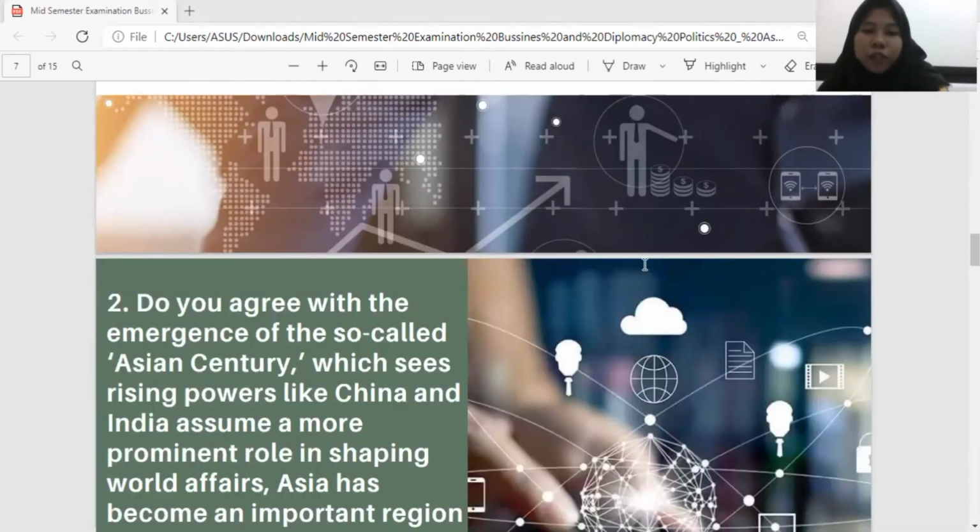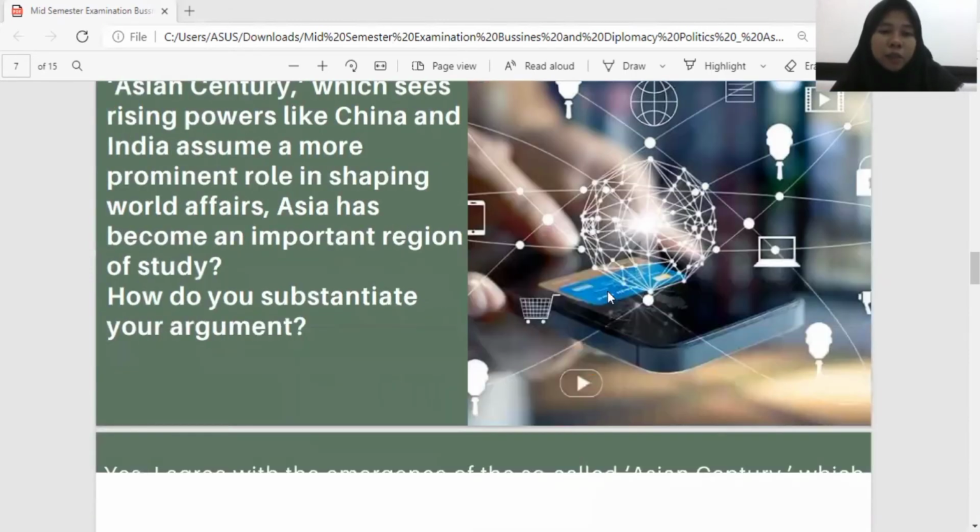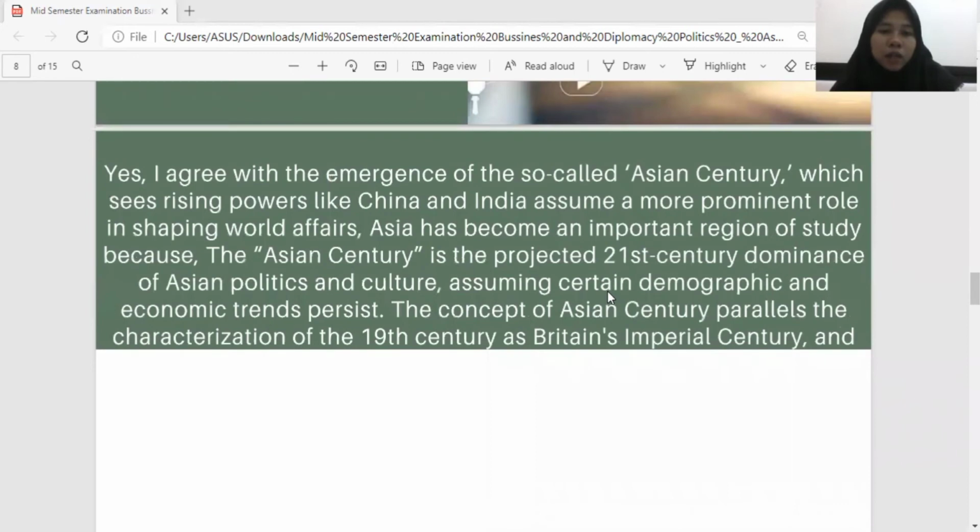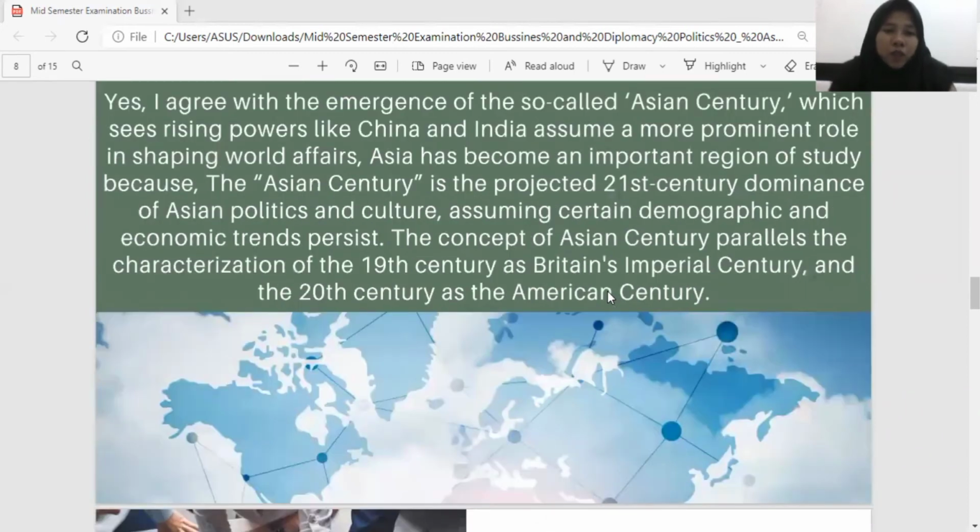To the second question, yes, I agree with the emergence of the so-called Asian century, in which rising powers like China and India assume a more prominent role in shaping world affairs. Asia has become an important region of study because the Asian century is the projected 21st century dominance of Asian politics and culture, assuming certain demographic and economic trends persist.